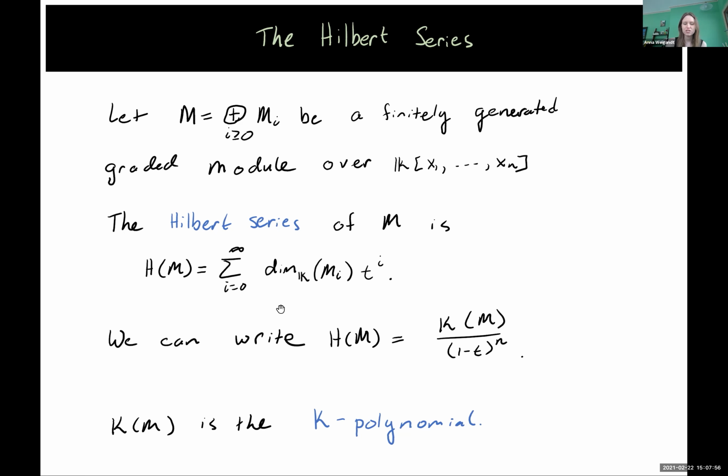And so here we set up this formal power series where the coefficient of t to the i is going to be the dimension of the ith graded piece of your module. And then when you're in nice enough situations, you can always write your Hilbert series as this ratio where in the denominator you have a (1 minus t) to the n, where n is just the number of variables in your ring. And the numerator, it's not a formal power series, it's just a polynomial. So instead of thinking about this infinite series, it's a little bit nicer, more compact information, just repackaging this dimension information.